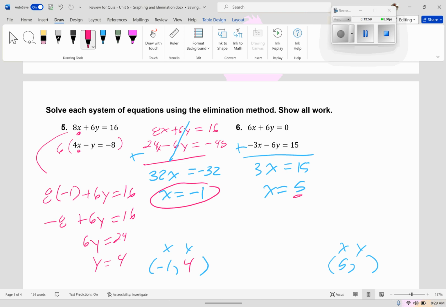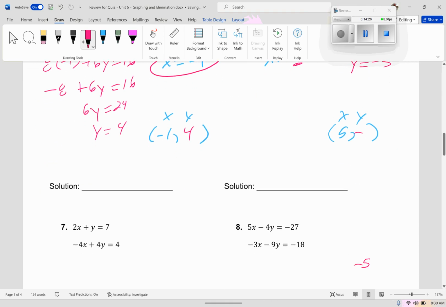So I'm going to take this 5. I'm going to plug it into either the x's, either top or bottom. I'll pick the top one. So 6 times 5 was an x, but now it's going to be 6 times 5. So that's 30 plus 6y is equal to 0. Subtract 30 from both sides. Divide both sides by 6. So -30 divided by 6 is -5. And there's our solution. Oops, -5.